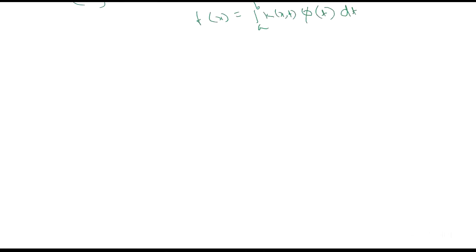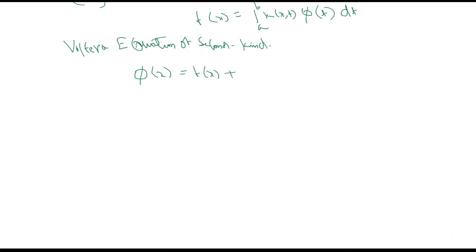So, Volterra equation of second kind. Phi of x equal to f of x plus integration a to x K(x, t) phi of t dt.